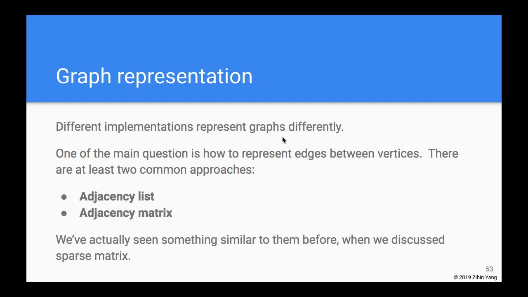Now, for vertices, it's probably pretty obvious that each vertex is going to be represented by a vertex object. So the main question is really how do we represent edges? There are at least two very common techniques that are used. One is called the adjacency list. The other is called the adjacency matrix. And as a matter of fact, we've seen this before when we were doing the sparse matrix assignment.